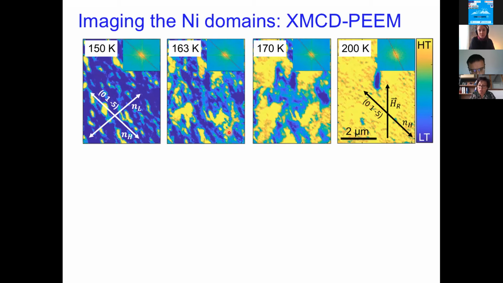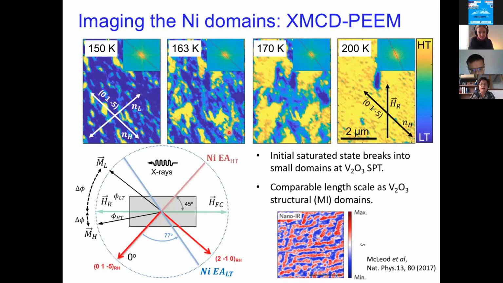So what we observe is that we have this initial saturated state, which breaks into small domains of V2, exactly happening at the point where the structural phase transition of V2O3 occurs. So there are a few observations to be made. The first one I want to make is that the length scale of these domains, when we analyze the texture, is comparable to that of the structural and the metal insulating transition domains.